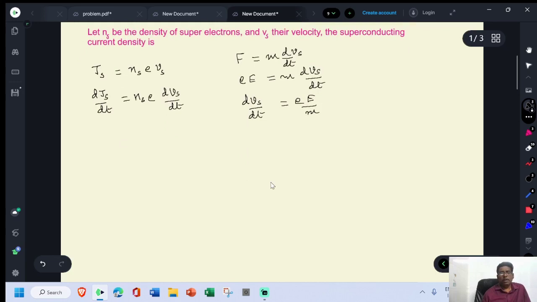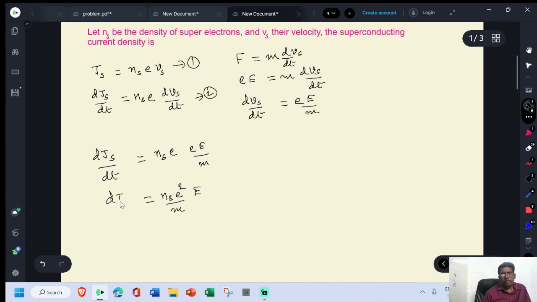Consider this equation 1, this is equation 2. Substitute the value of dVs by dt in equation 2. Then djs by dt equals ns into e, e into capital E by m, which is equal to ns e square by m into E. This is the rate of change of current density. This is equation number 3.